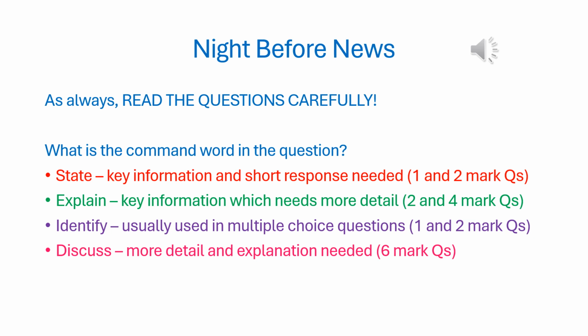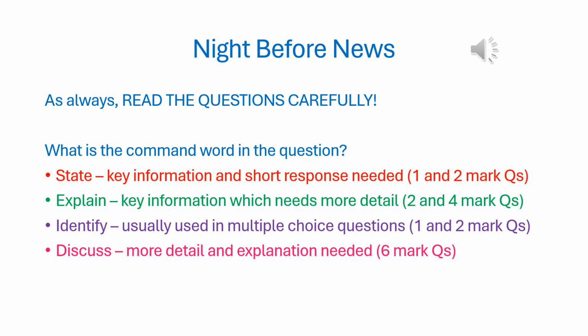So the first word that could pop up in a question is state. So that is just a sort of short response that's needed, 1, 2, 3 sentences, key information. It's not asking for any extra detail, it's just say what this is, okay? And usually they're going to be 1 or 2 mark questions in the first sort of section of the paper.